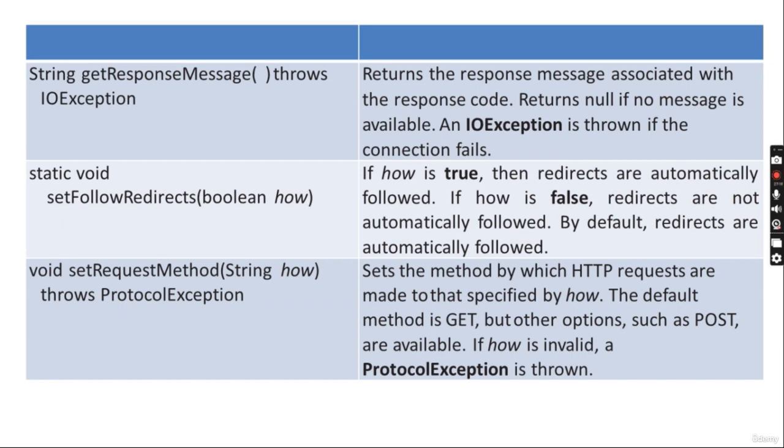Void setRequestMethod(String how) throws ProtocolException. Sets the method by which HTTP requests are made to that specified by how. The default method is GET, but other options such as POST are available. If how is invalid, a ProtocolException is thrown. Okay, so what is this method? It sets the method by which HTTP requests are made, so which method we want to set. The default method is GET, but POST is also available, so you have to set it particularly. If how is invalid, a ProtocolException is thrown. So you can only give the GET and POST methods.